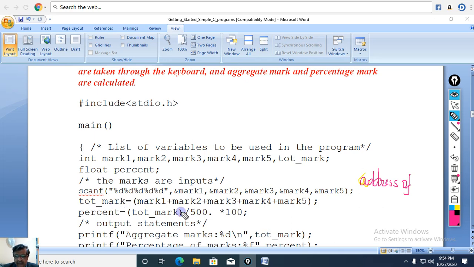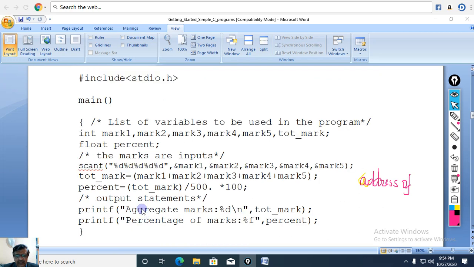Total mark is obtained by adding them. It is very easy, there is nothing to elaborate on this. Percentage is equal to total mark, which is an integer, and 500.0 should be placed. Otherwise, if you do total mark divided by 500, truncation happens because it becomes a typical integer division. Even if a student gets 99.9, it will print only 99.000, because percentage is declared to be float, multiplied by 100 in order to convert that into percentage.